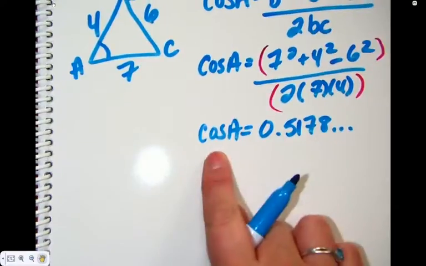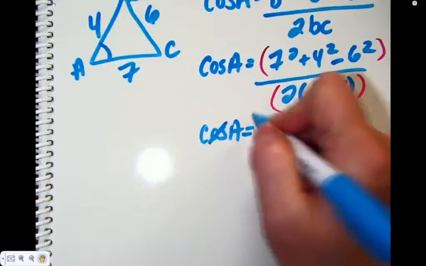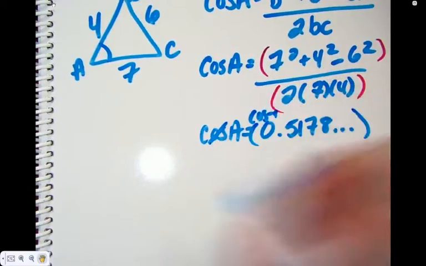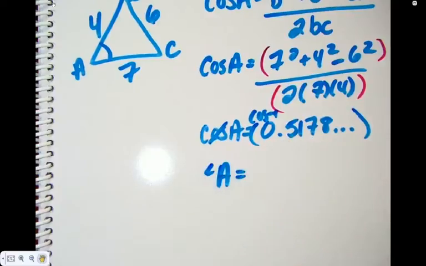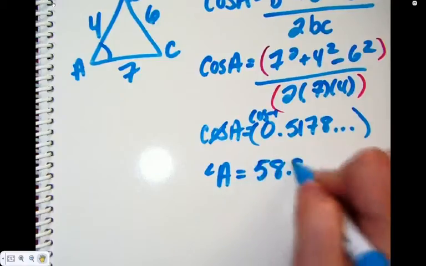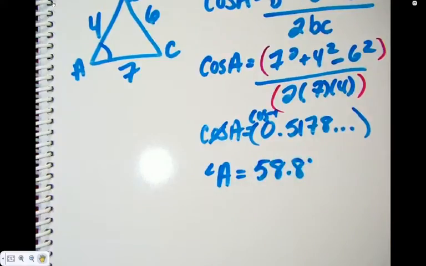How do I get rid of cos in an equation? What's the opposite of cos? Inverse cos, so I now need to inverse this answer. That's why you don't round off there, because then your answer will be off, so keep all those decimal places, inverse cos, get your answer back. Let's go to 1 decimal place. 58.8. Looking for confirmation on 58.8. Thumbs up over there.